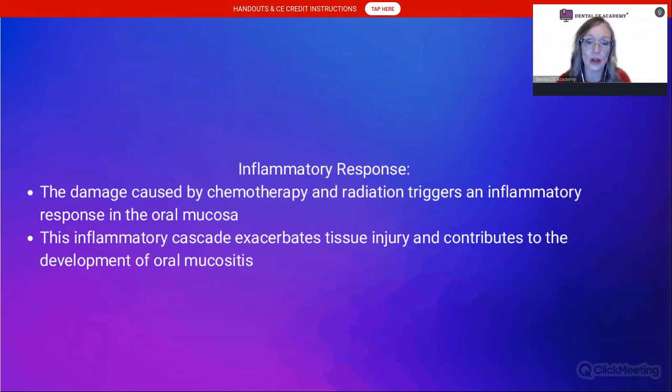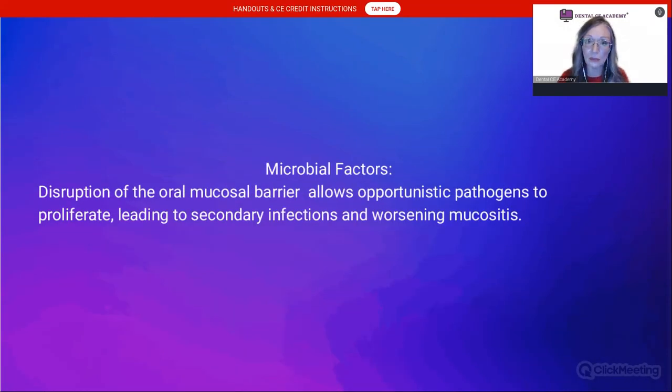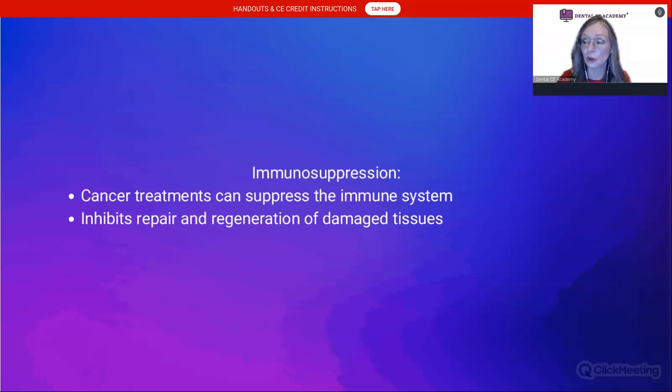And that damage that's caused by chemotherapy and radiation therapy can trigger an inflammatory response, as we'll see. And that inflammatory cascade can exacerbate the tissue injury and contribute to OM development. Microbial factors here, the oral mucosa is a barrier, right? So when there's some sort of ulceration or disruption in that barrier, it permits the opportunistic pathogens to proliferate, and that can lead to secondary infection and, of course, worsening of further mucositis.